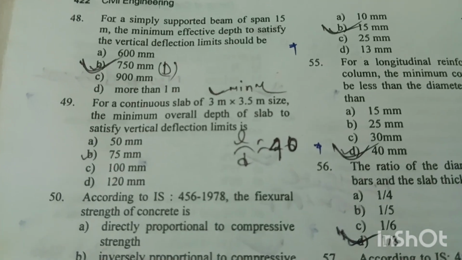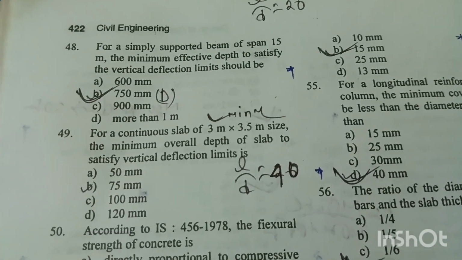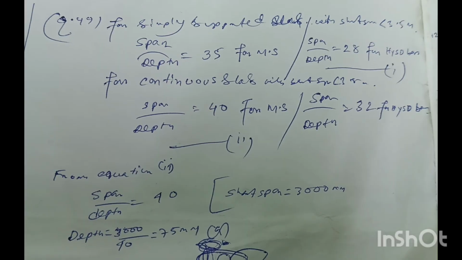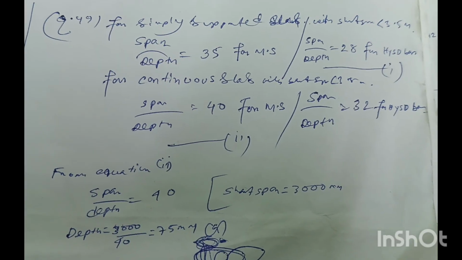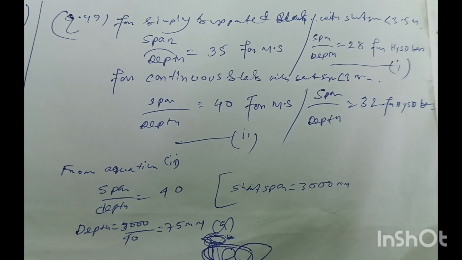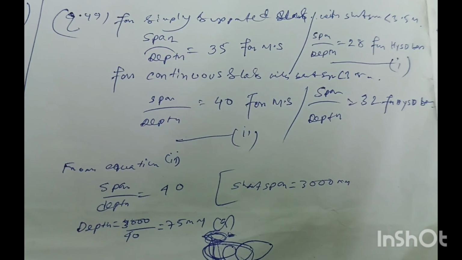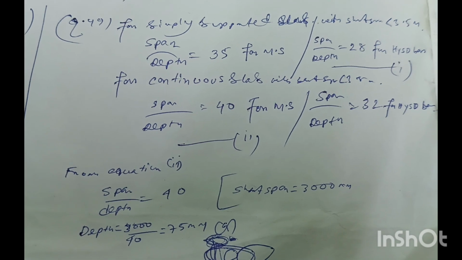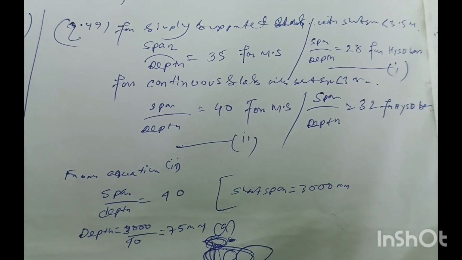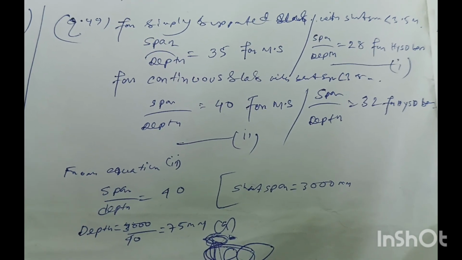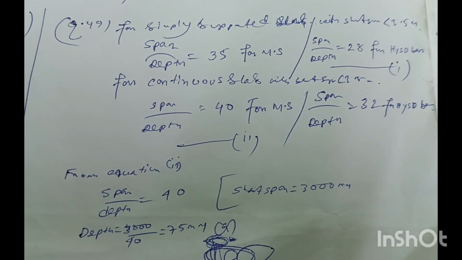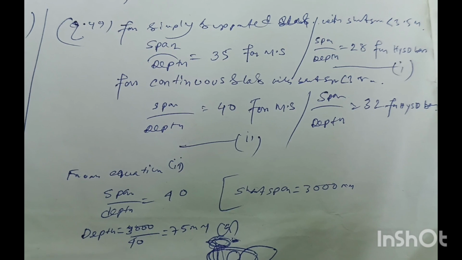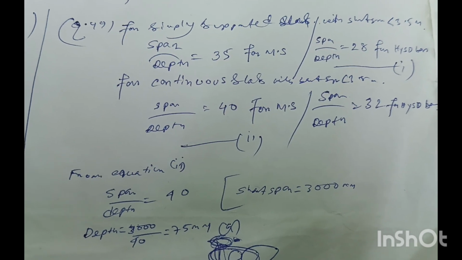Question number 49. For a continuous slab 3 meter into 3.5 meter size, minimum overall depth of slab to satisfy the vertical deflection limit is. For simply supported slab with shorter span less than 3.5 meter, the span by depth ratio is equal to 35 for mild steel reinforcement, and the span by depth ratio is equal to 28 for HYSD bars. And for continuous slab with shorter span less than 3.5 meter, the span by depth ratio is equal to 40 for mild steel reinforcement, and span by depth ratio is equal to 32 for HYSD reinforcement.